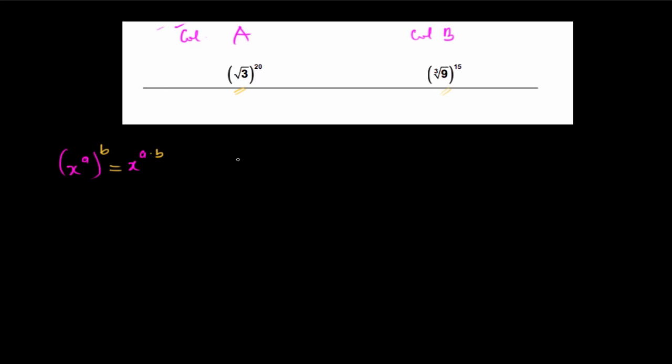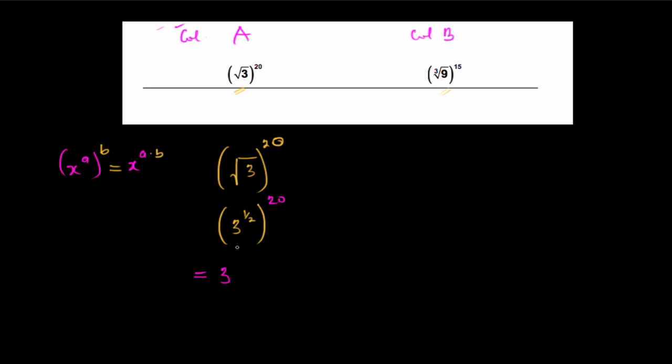What we have here is the root of 3, all to the power 20. Now you observe this is in brackets. The root of 3 is the same thing as 3 to the power half, and then all to the power 20. So we go back to the law, which says you can multiply the powers. This is just going to give you 3 to the power half times 20.